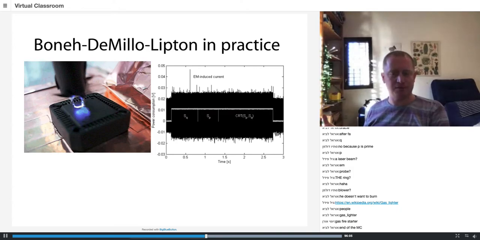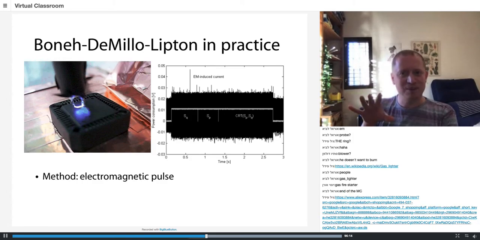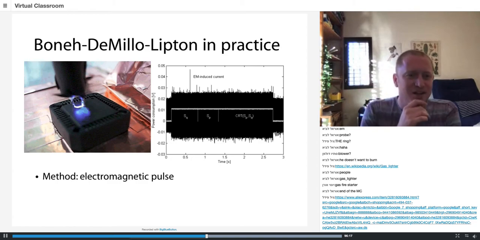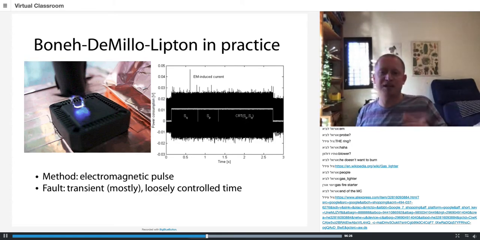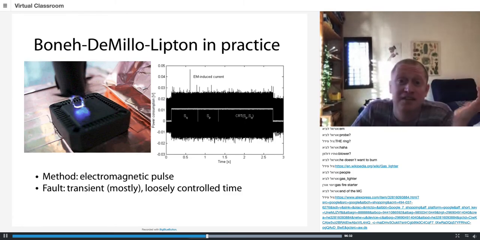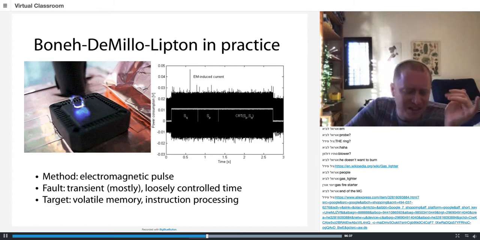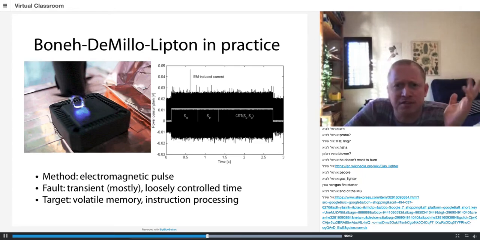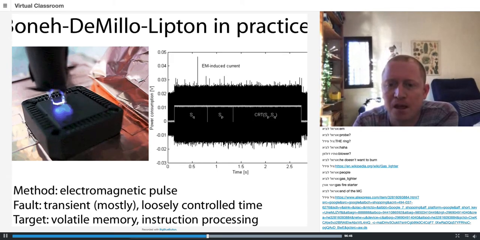The method was, first of all, electromagnetic pulse, and the fault was transient, although I can comment about that, because if you read the paper you see that sometimes they zapped it so hard that it stopped working for an hour, and then it started working again. They really don't know what they hit with the fault, but they think that they hit instruction processing.